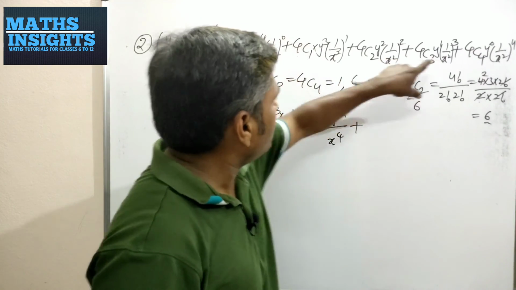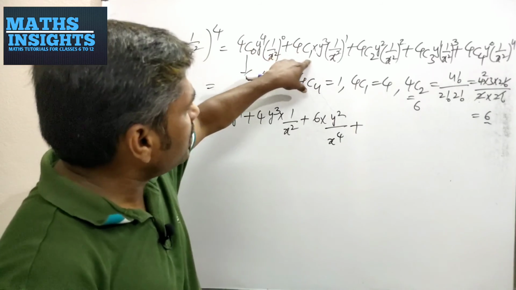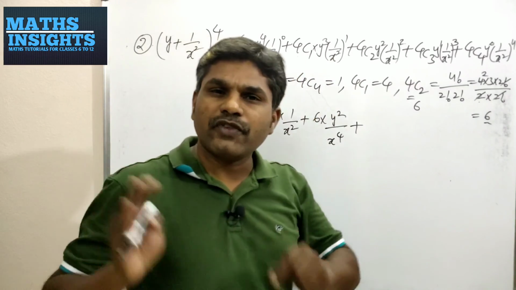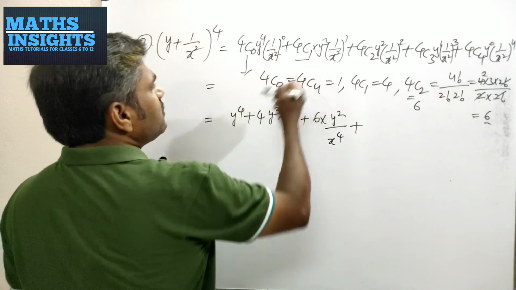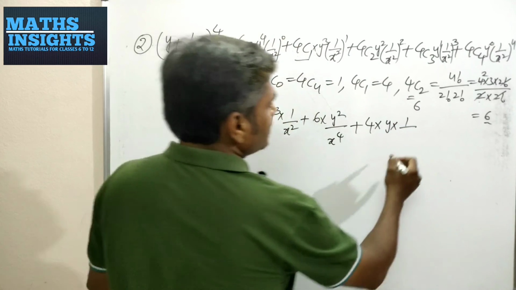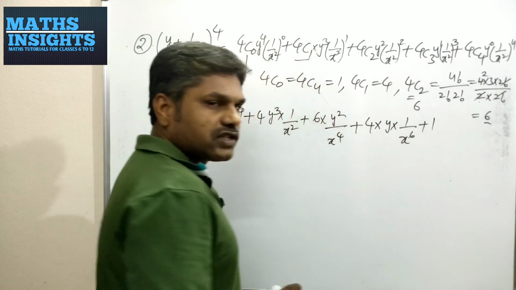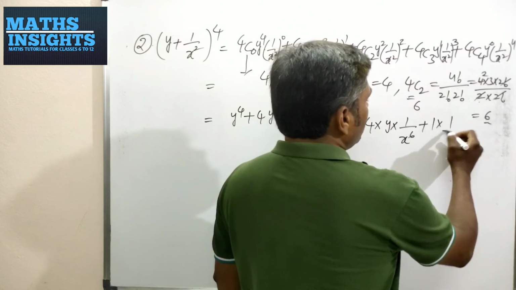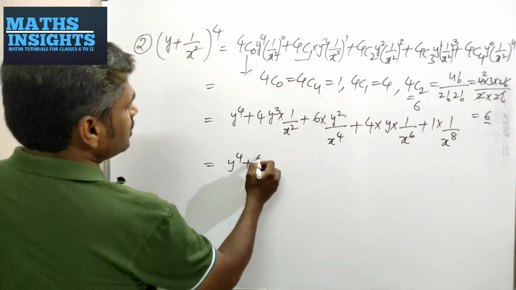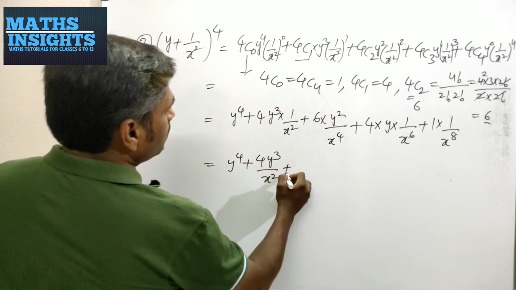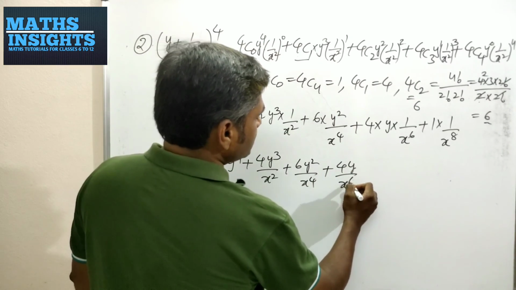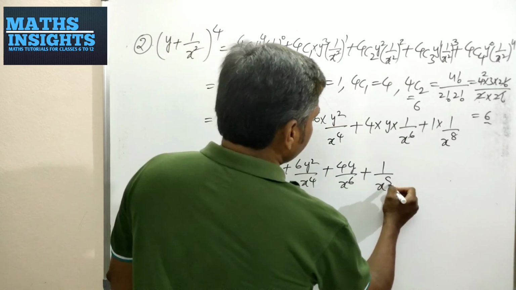Because nCr is equal to nC(n minus r). The difference of 4 and 3 is 1. The difference of 4 and 1 is 3. When you get like that, those values will become equal. So whatever 4C1, that is 4, that will become 4, y power 1 into 1 by x power 6. Right, my dear students? 4C4 is 1, again y power 0 is 1, again 1 by x power 8. Now if you write it, y power 4 plus 4y cube by x square plus 6y square by x power 4 plus 4y by x power 6 plus 1 by x power 8.